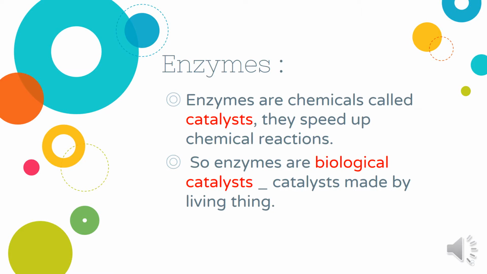So enzymes are chemicals. We call them catalysts. Catalysts are chemicals that speed up chemical reactions, okay? And the enzymes are biological catalysts, which means that they are made by living things. So enzymes are the chemicals that speed up chemical reactions, and we call them biological catalysts.